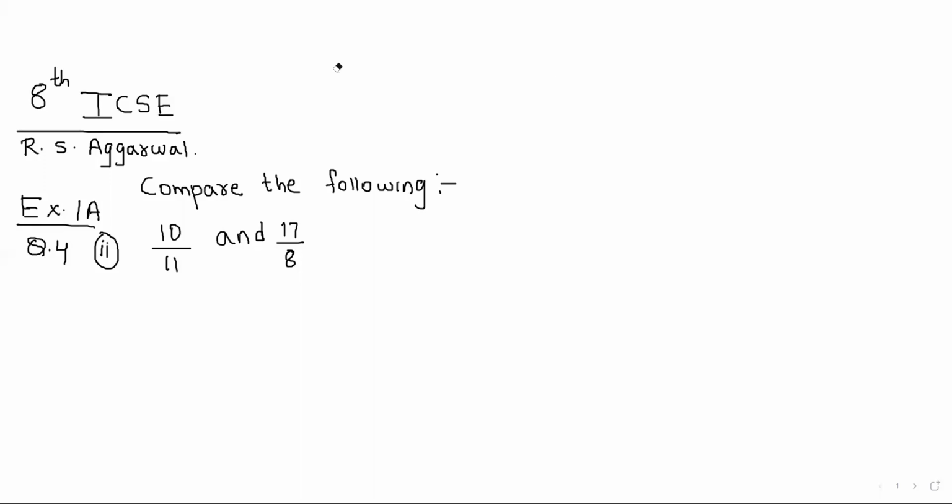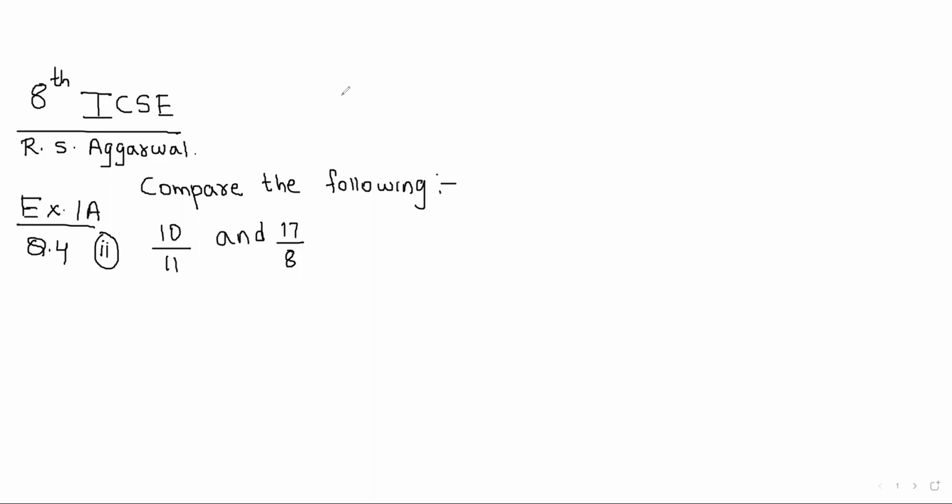In the last lecture, we started with 8th ICSE R.S. Aggarwal, the first chapter, Rational Numbers. We started with exercise 1A and we solved till question number 4. Let us take the exercise ahead, students. So here is question number 4, second sum. And the question is, 10 by 11 is the first rational number, 17 by 8 is the second rational number, and we need to compare the two given rational numbers.